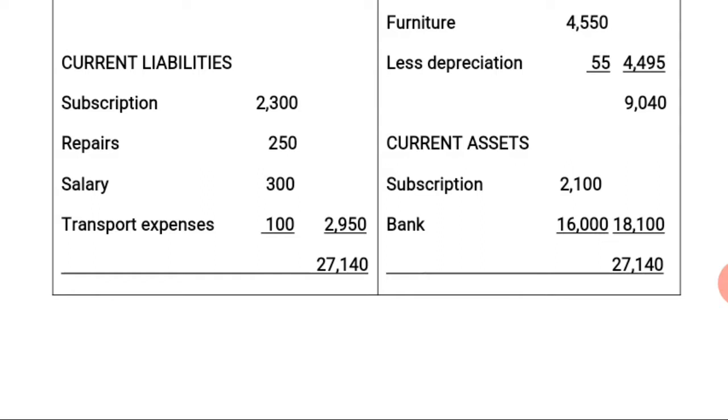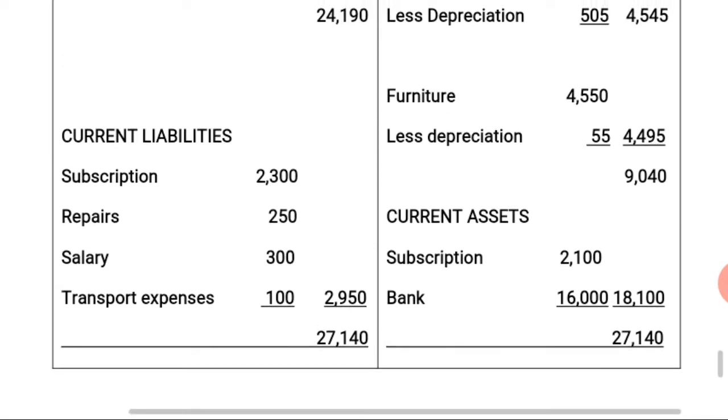From there, what are our current liabilities? We have the subscription, that is the subscription paid for 2015 as stated in the receipts and payments account. 2,300 naira is a liability on the business as at 2014 because it's the payment for 2015. The repairs that is yet to be paid, 250 naira. The salary that is yet to be paid, 300 naira. And transport expenses that is yet to be paid, 100 naira. So by adding all these items together, we arrive at 2,950 naira as the value of the current liabilities.